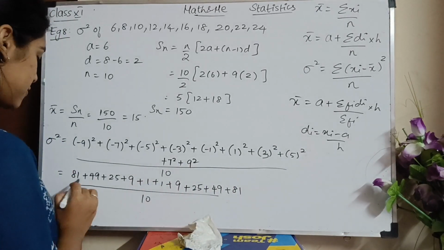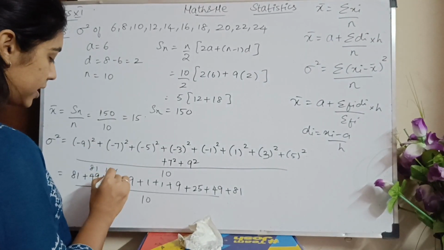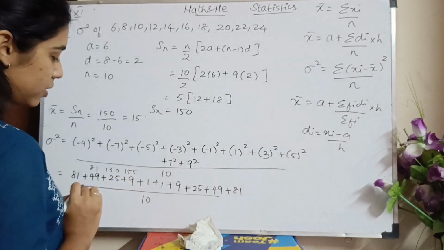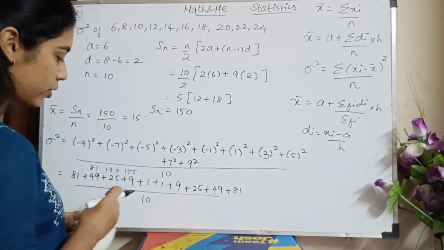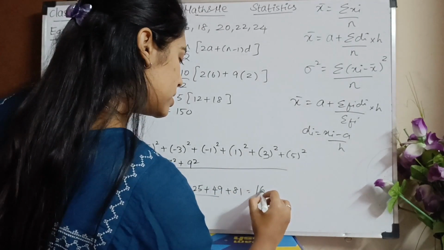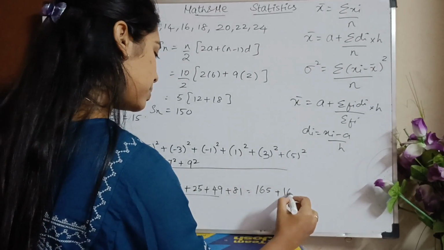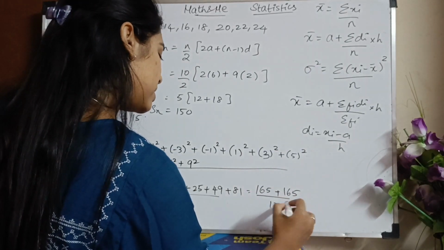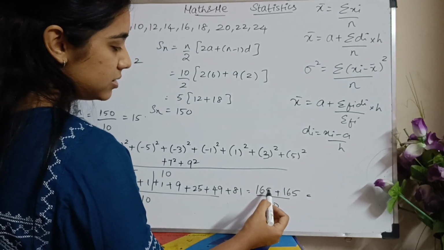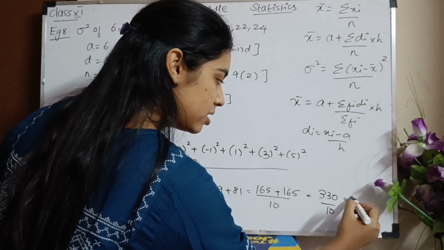Okay. So, 81 plus 49. What is 81 plus 49? I have 130. 130 plus 25 will be 155. 155 plus 9 will be 164. Okay. So, 164 plus 1 is 165. So, I have 165 plus 165. I again have the same numbers getting repeated. So, 165 plus 165 divided by 10. So, this will be 330. Okay. So, this is 330 divided by 10, which is 33.